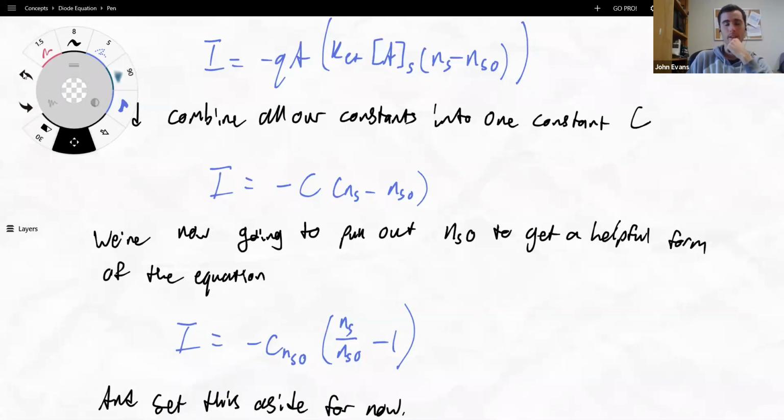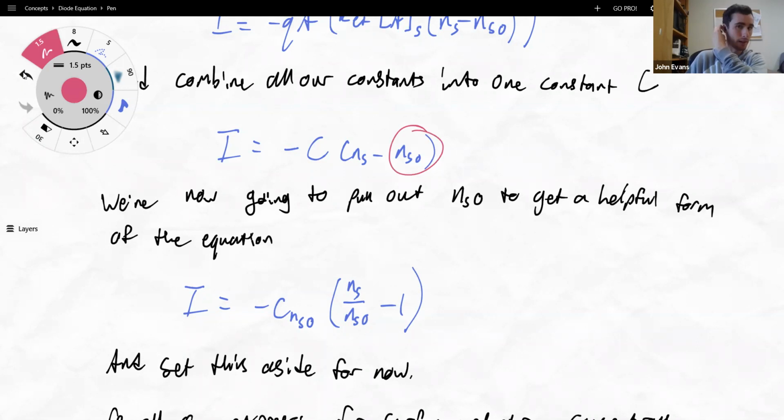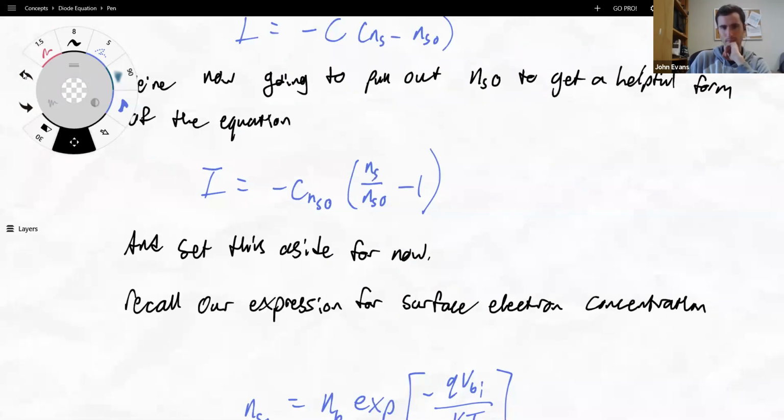All right. Now what we're going to do is pull the n sub s naught out of this expression. Really, the reason that we're doing this is because we want to divide n sub s by n sub s naught. And this will be important in a minute. So for now, let's just say that this is a little mathematical trick that we're going to do. It'll end up looking like this. All right, now we're going to take this expression and put it aside because we are going to come back to it. But for now, set it aside.